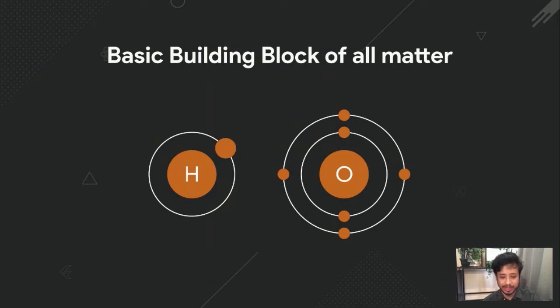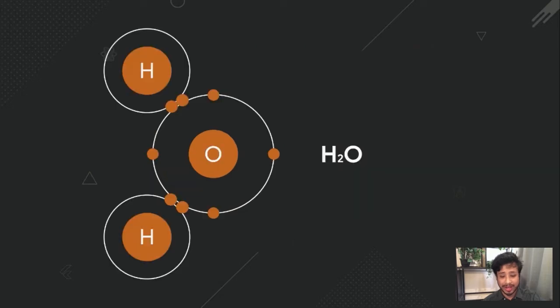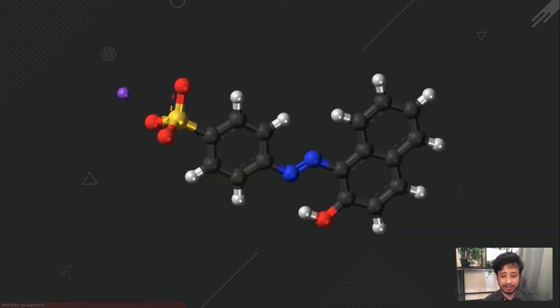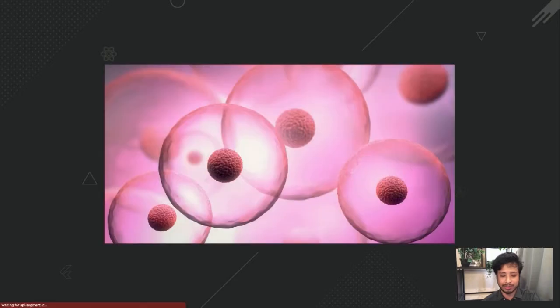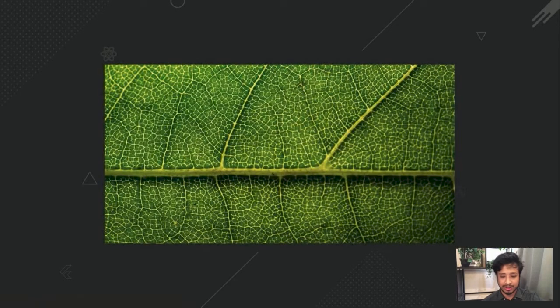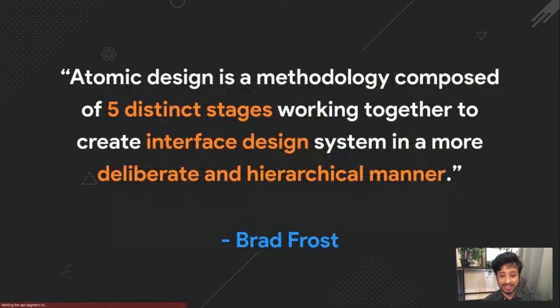So if you see here, we have hydrogen and oxygen, which is the basic block of all matter, which combines together to create a molecule, and then it further moves up the hierarchy to create even more complex organisms or a form itself. Right? This was the whole concept of having an atomic design. But what does it actually mean in an interface design? What does it mean in our language?